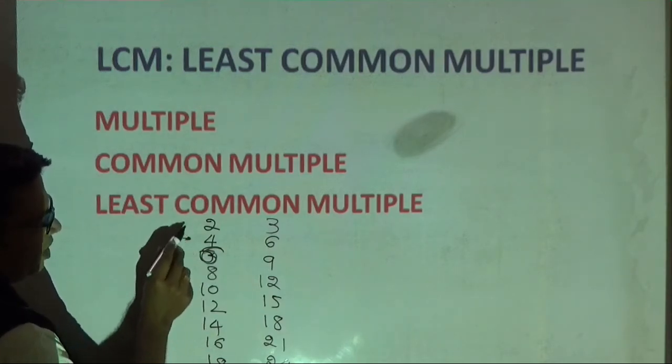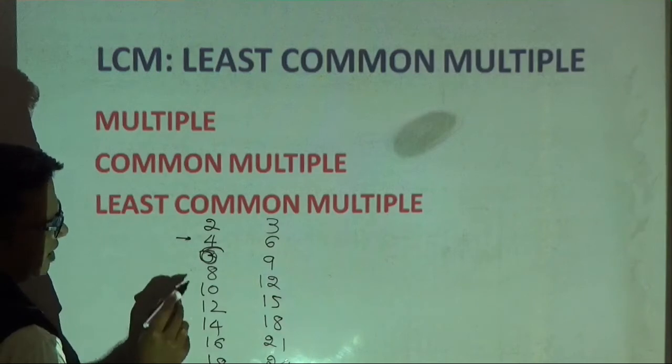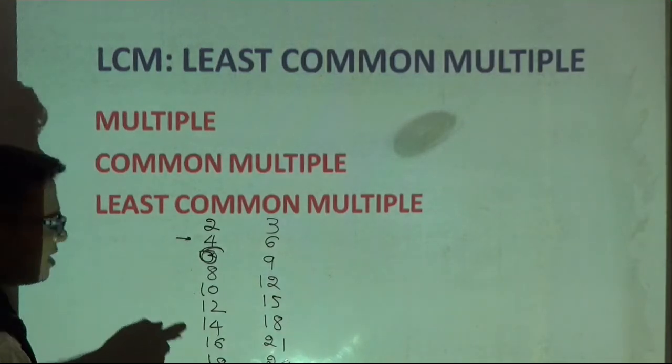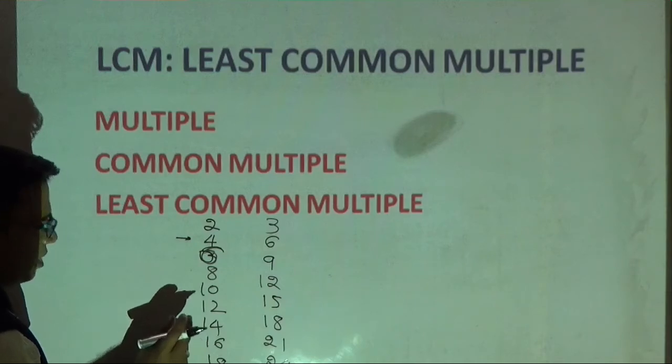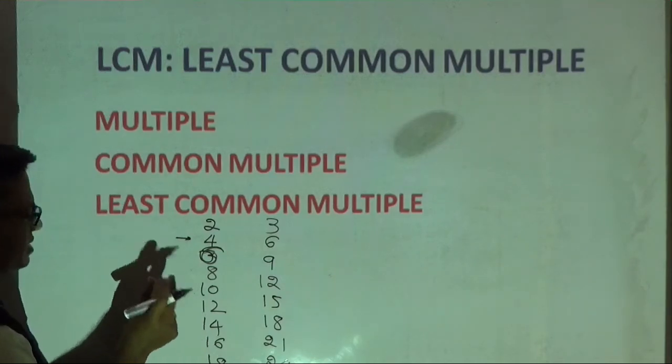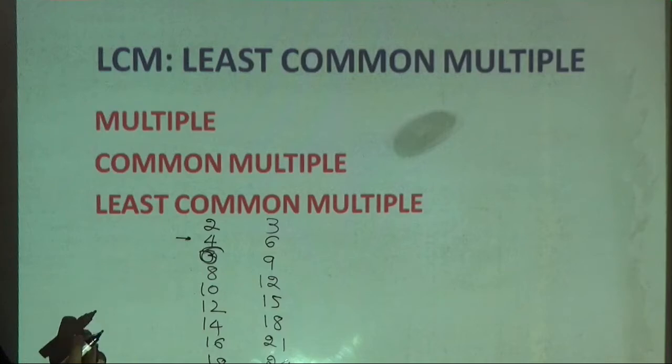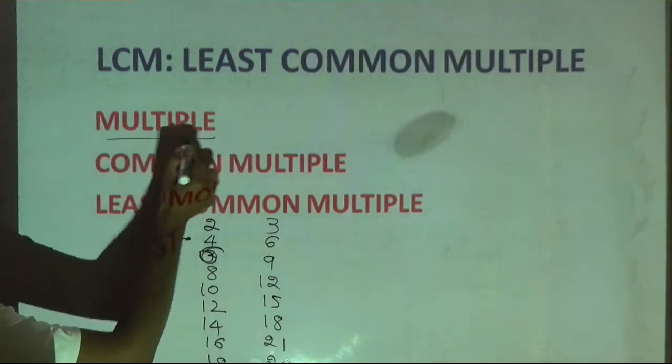Then 8 is a multiple of 2. Then 10 is a multiple of 2. Then what do we mean by a multiple? A multiple is a number which is exactly divisible by the given number. So you got what we mean by multiple.